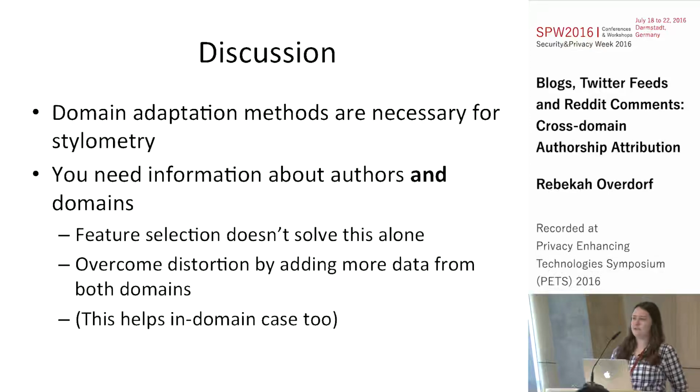So domain adaptation methods are necessary for stylometry. We saw from the beginning that applying methods that work well in domain to a cross-domain problem will fail miserably. You need information about both the authors and the domains, and feature selection isn't the whole story. There's a lot more to it. And we also were able to measure the distortion between the domains and overcome that by adding more information. And kind of the buried lead in this paper is that this also helps really, really well in domain. And we can get fantastic accuracies that are almost perfect in the in-domain case as well through these methods.